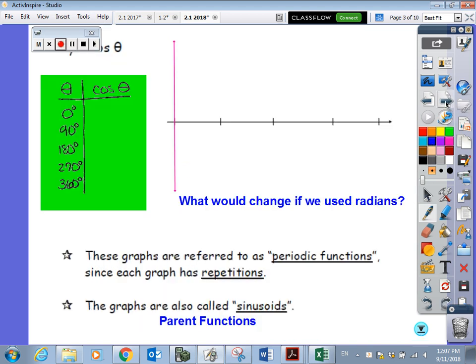All right, then we have the cosine graph. So y equals cosine theta. That theta is no different. This is still the x values. These are still the y values.